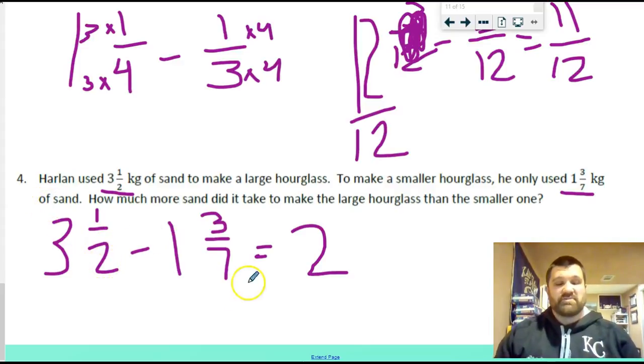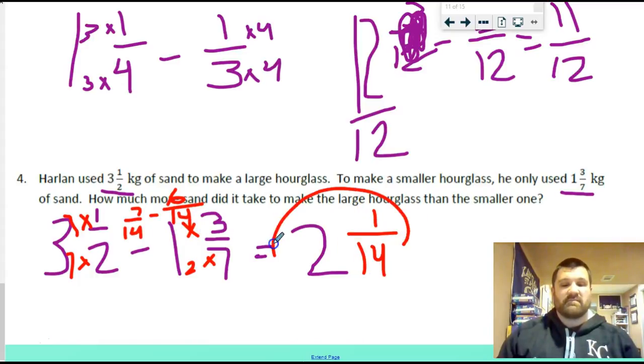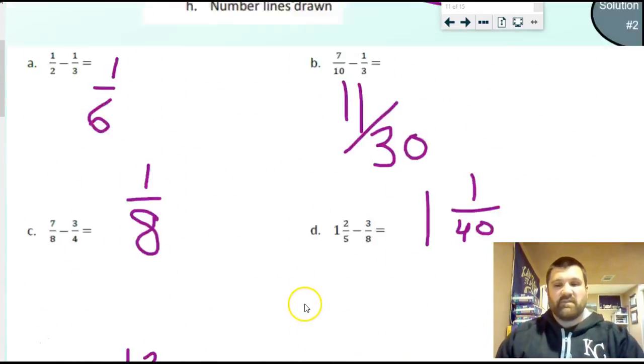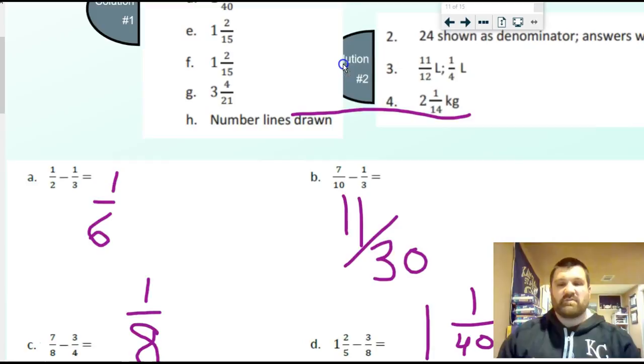And now we need to make sure these are common denominators. And I know that it's going to be 14. So I'm just going to do those by 7, by 2. So you end up with 7/14. Take away 6/14, which would be 2 and 1/14. Got it? So you should be finished with everything now. So if you can go ahead, 2 and 1/14, look at that, 11/12.